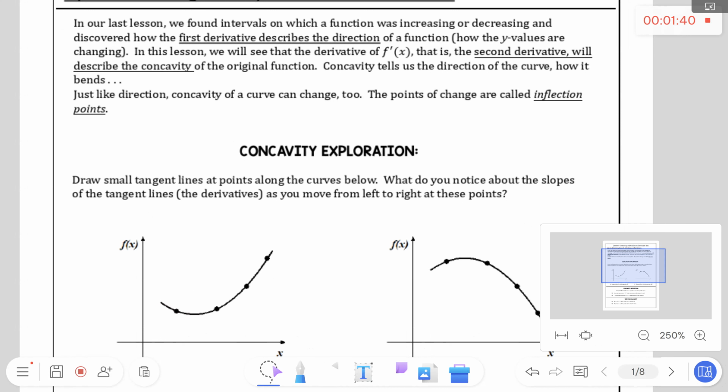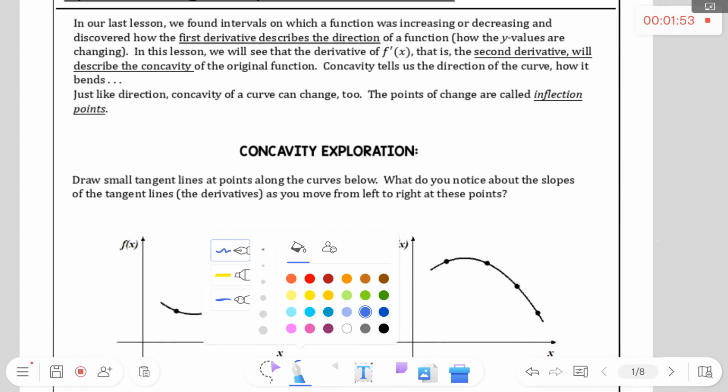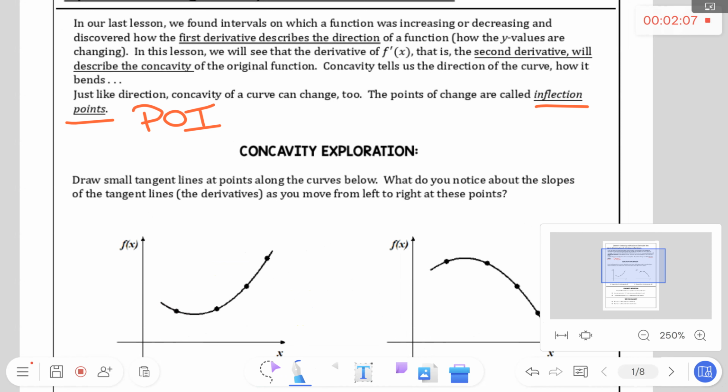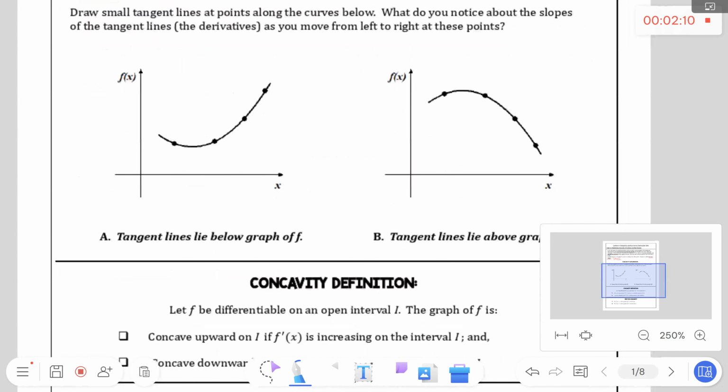The second derivative test shows your critical numbers as concavity, so it's going up or going down. Now instead of calling them max or mins, we call them points of inflection, or POI. POI stands for points of inflection. That tells you when you're going from concave up to concave down. We know a little bit about concavity already, but let's unpack a bit more.